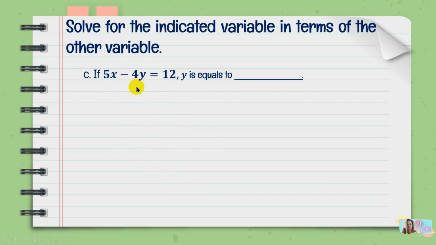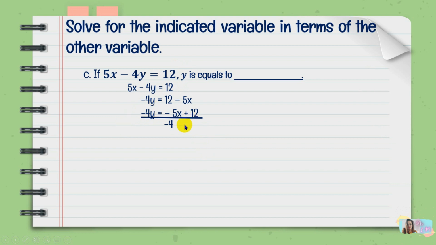Another, 5x minus 4y is equals to 12. y is equals to what? So, ang tinatanong po ngayon is si y ulit. So, kailangan nating matira dito sa left side ng equation ay yung may variable y. We need the additive inverse of positive 5x, that's negative 5x. Then, if we rewrite this, magkakaroon tayo ng negative 4y is equals to negative 5x plus 12. And again, y lang po yung tinatanong. So, we have to divide both sides by negative 4.